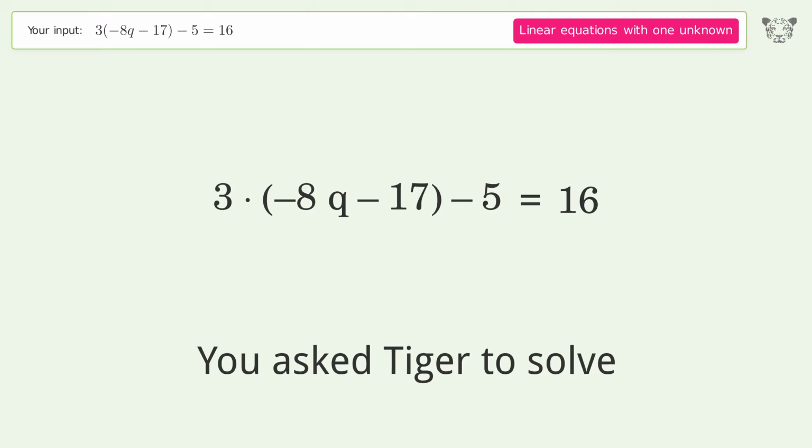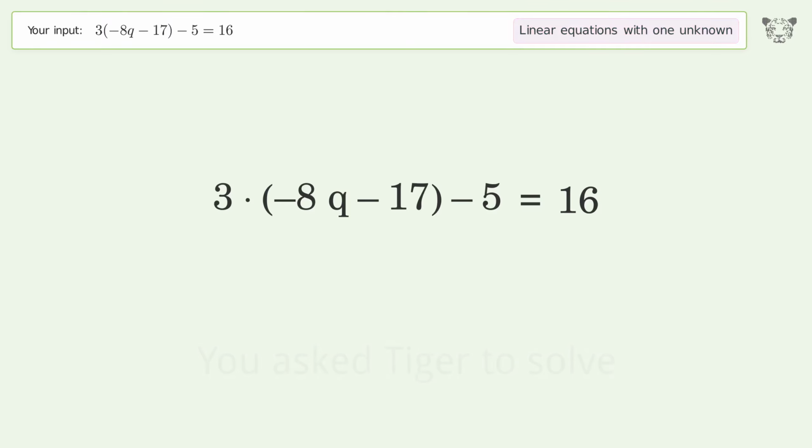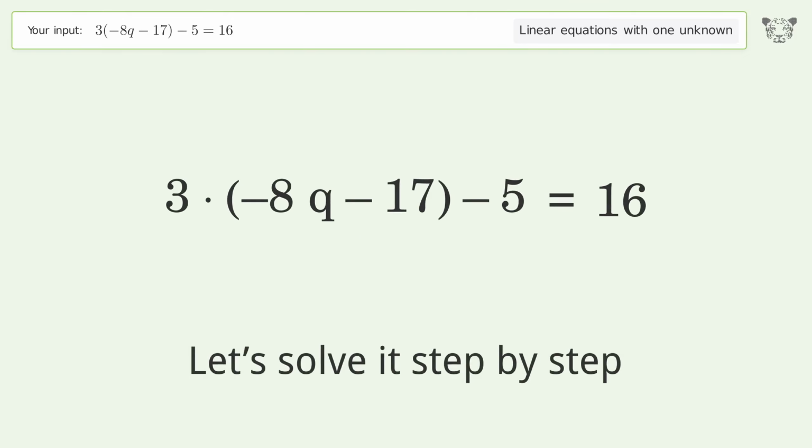You ask Tiger to solve this. It deals with linear equations with one unknown. The final result is q equals -3. Let's solve it step by step.